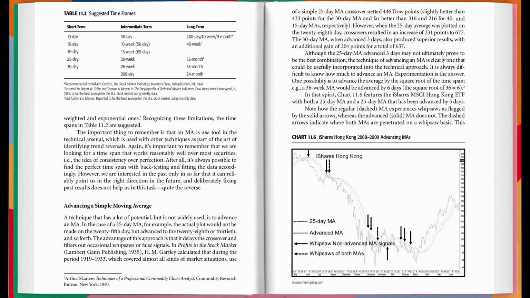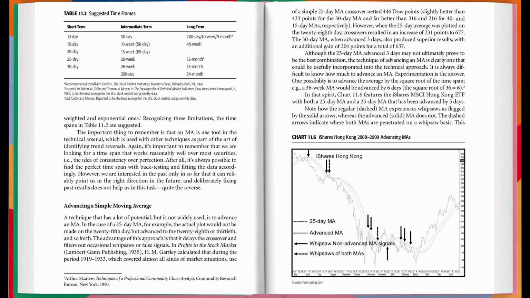Quite the reverse. Advancing a simple moving average, a technique that has a lot of potential but is not widely used, is to advance an MA. In the case of a 25-day MA, for example, the actual plot would not be made on the 25th day, but advanced to the 28th or 30th, and so forth. The advantage of this approach is that it delays the crossover and filters out occasional whipsaws or false signals.